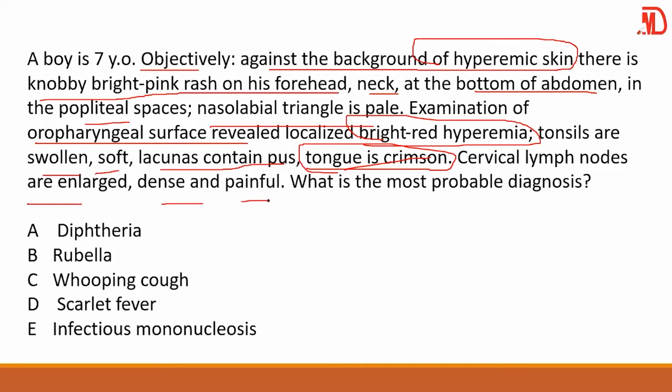Now, they've given you a characteristic of a bright red rash. This is typical for scarlet fever.